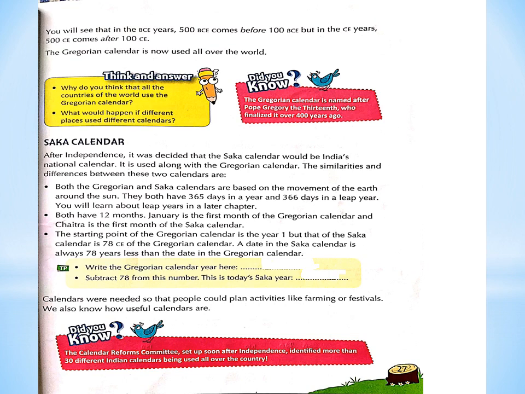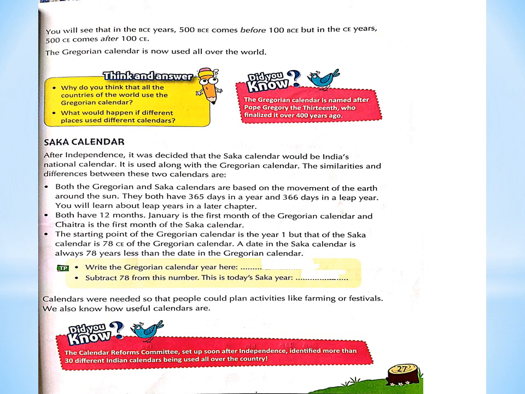The similarities and differences between these two calendars are: both the Gregorian and Saka calendars are based on the movement of the earth around the sun. So these calendars are made depending on the movement of the earth around the sun. They both have 365 days in a year and 366 days in a leap year. Okay, you have already learnt leap year.